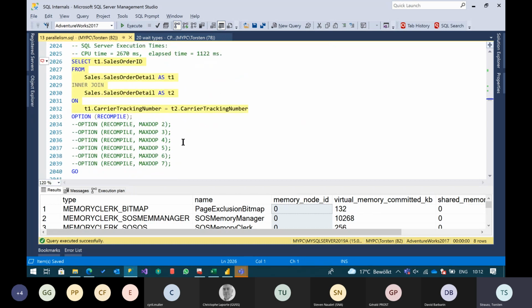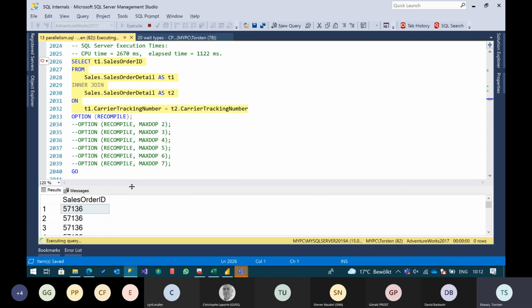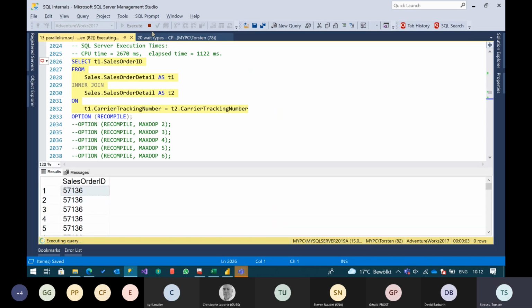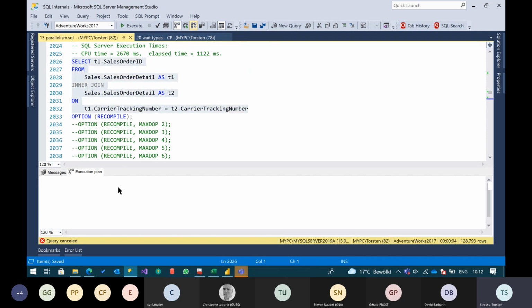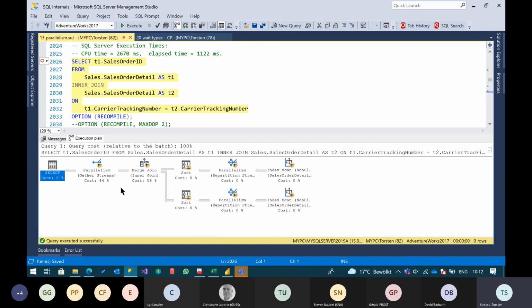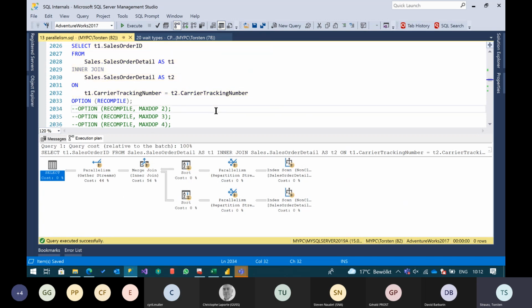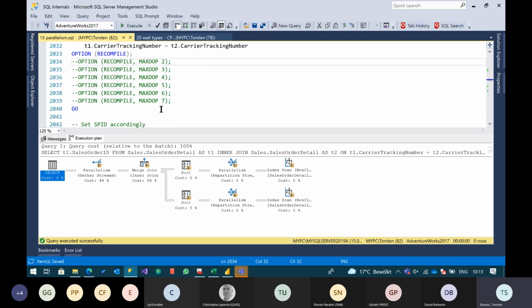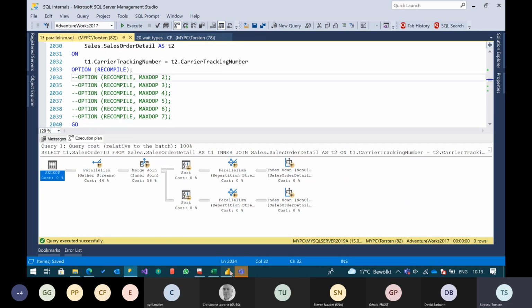And when I execute the query, you can see it takes a moment, but at least let me do this. I just need to include the estimated execution plan. You can see by default, SQL Server will run this query in parallel. And what I have done, I limited the number of threads by MAXDOP 1, 2, 3, 4, and so forth. And this is the result.